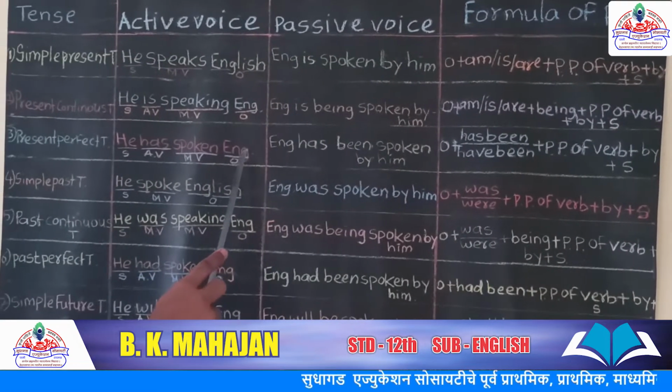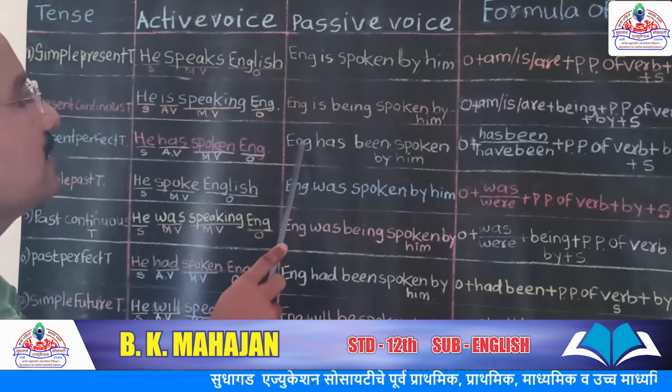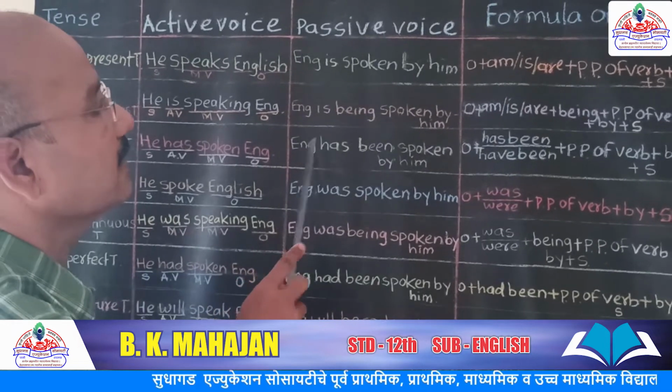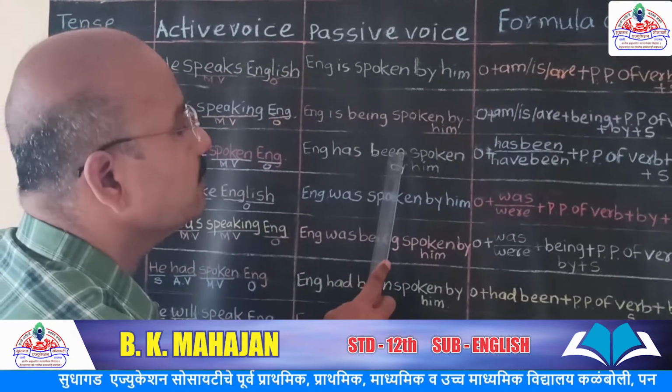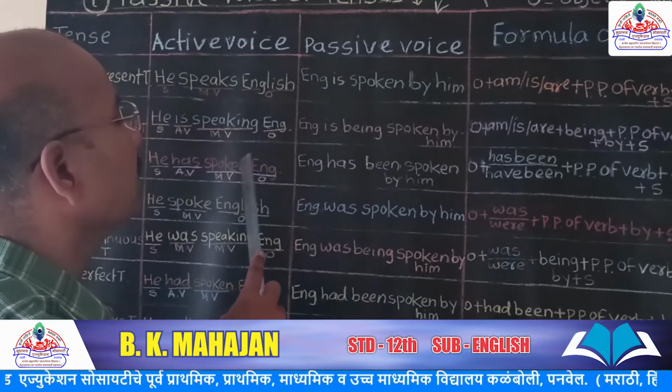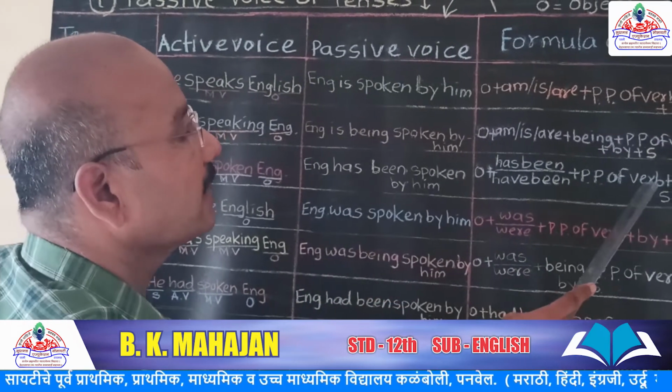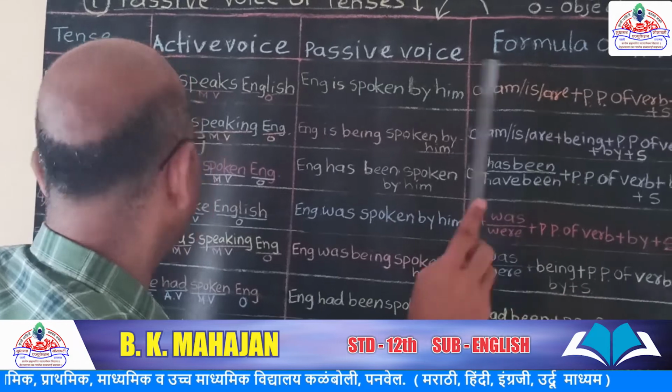English is the object. Therefore, we have taken first. It is a singular subject. Therefore, we have taken has been. The third form of verb spoken is taken, then by, then subject.